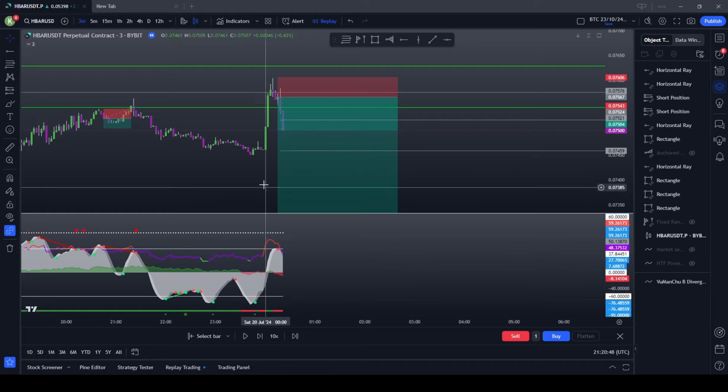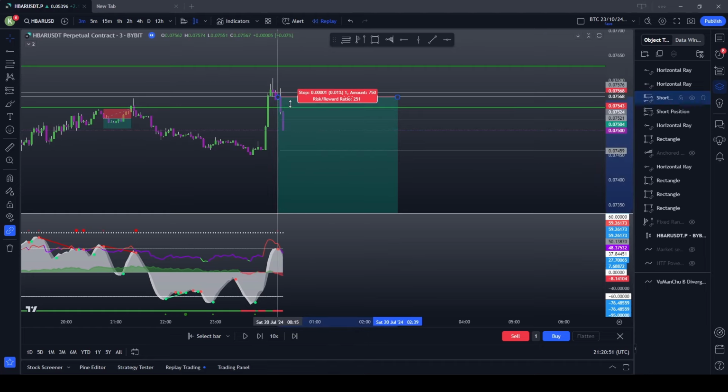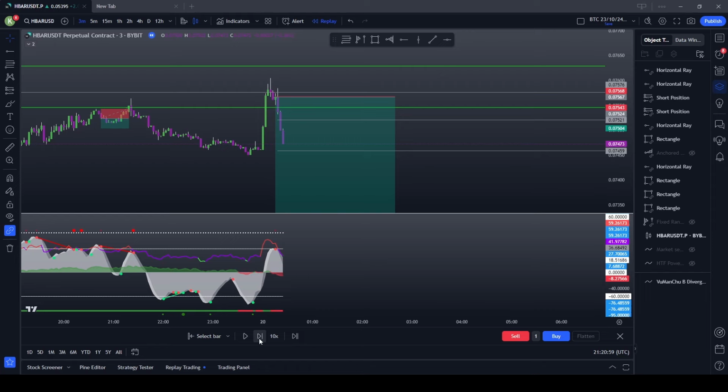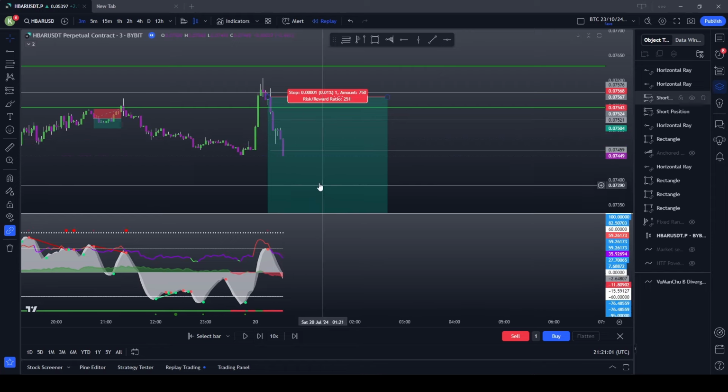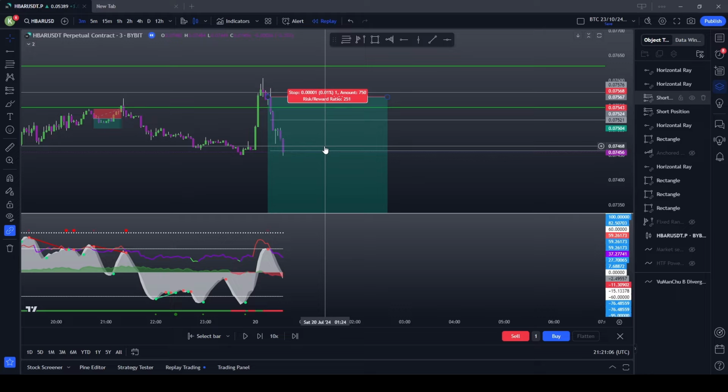So TP1's hit. The SL's now at entry. So just to show that, I'm going to do that. Can't lose now. Made 10% at 1 risk to reward. So now another 30% is going to be out. So 30% at 2.5-ish, which isn't too bad right now.